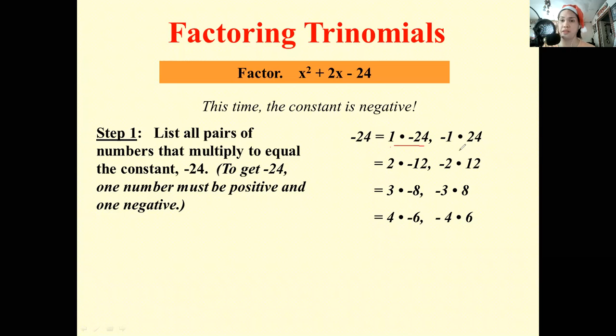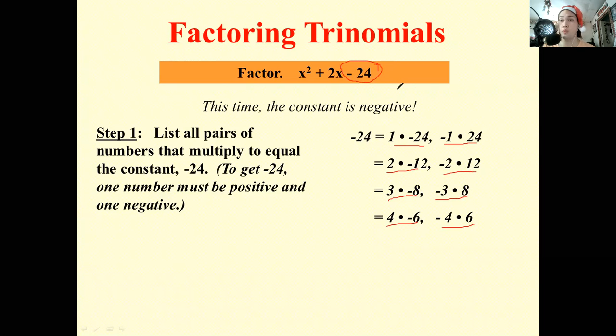24 is negative rather. And then on the other side, we have negative 1 and 24. We can also use these two factors, 2 and negative 12 and negative 2 and 12. We can also use these factor combinations as 3 and negative 8 and negative 3 and 8. And lastly, we can use 4 and negative 6 and negative 4 and 6. So now, all of them satisfy the conditions. When you multiply them, that gives you negative 24.